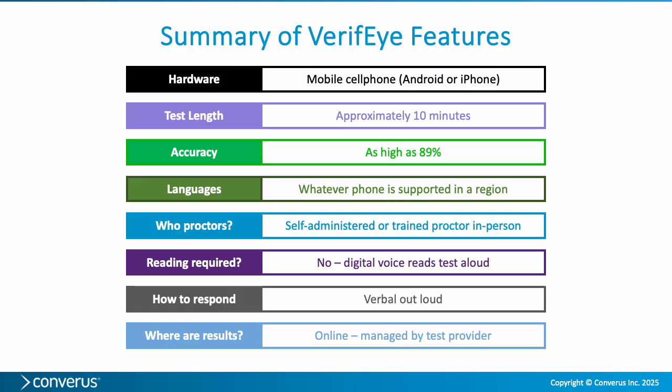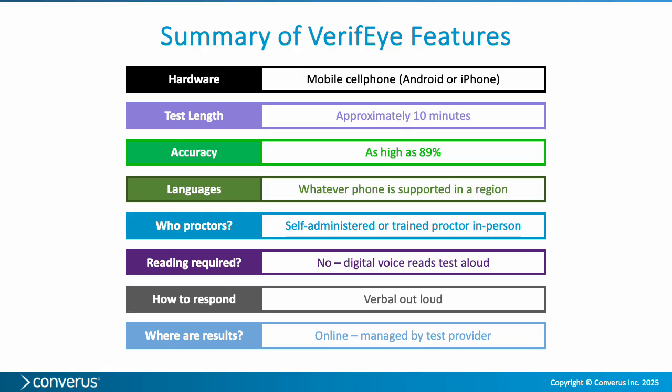This slide summarizes some features of VerifEye. The hardware used to administer a VerifEye test includes Android or Apple smartphones. The average length of a VerifEye test is about 10 minutes. The mean accuracy of a VerifEye test can be as high as 89%, but it depends on the quality of the phone, testing conditions, and cooperation of the test taker. The available languages for VerifEye depend on the location and digital voices supported in that area.